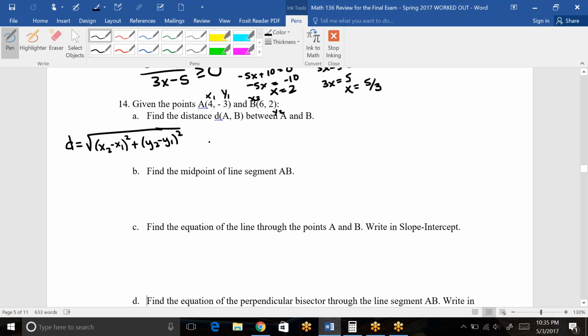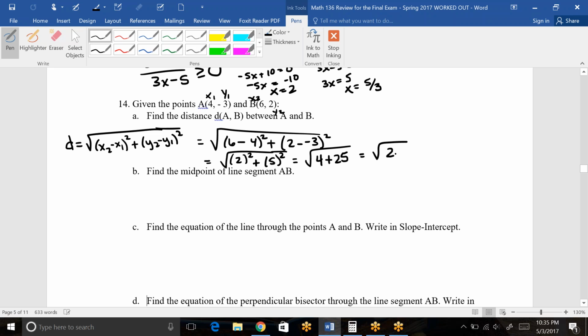And we plug them in. So this would be the square root of (6 minus 4) squared plus (2 minus -3) squared. That would be a 2 squared, and this is plus plus, so that would be plus 5 squared. Make sure you follow the order of operations, so parentheses first, then exponents. So that would be 4 plus 25. And if we add those together, that's square root of 29, which is reduced. There's no perfect squares that go into 29.